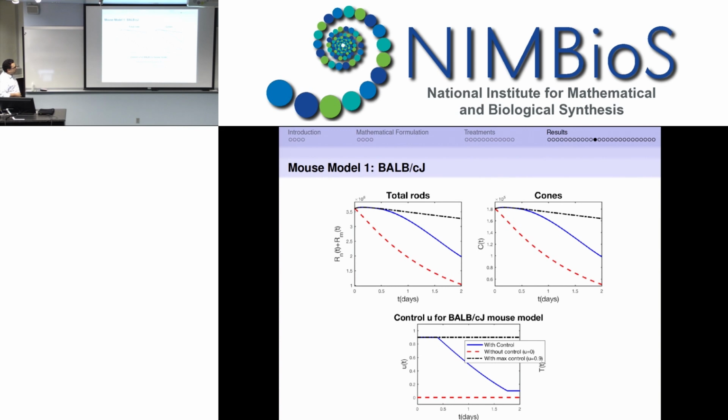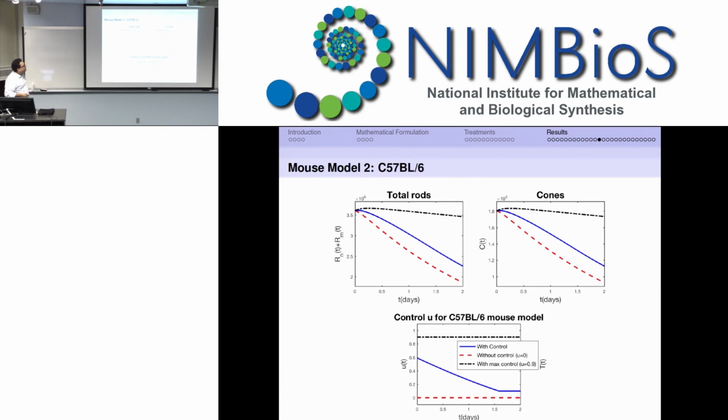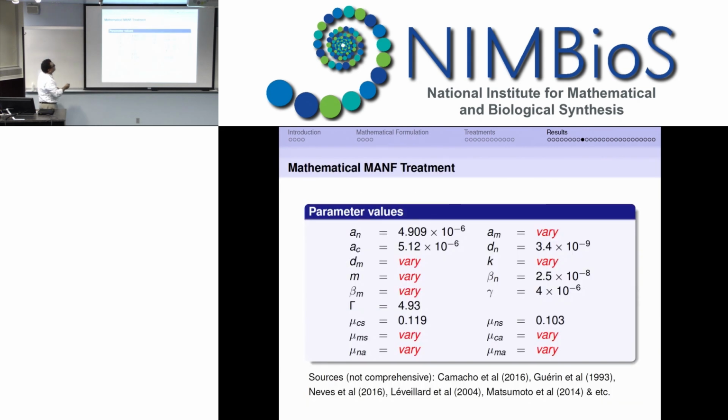And over here below, you'll see the graphs of the control functions. This is the maximum control, this is no control, so this is maximum treatment, no treatment, and then optimal control. Can the treatment make things worse? I don't know, but this is why we're trying to minimize the treatment as well.